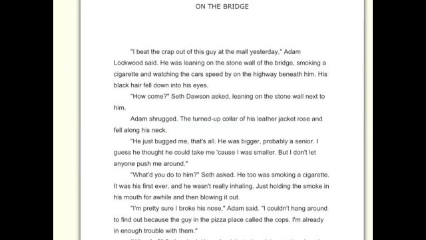Here's the actual copy of On the Bridge by Todd Strasser. Let's read along a little bit at the beginning of the conversation.